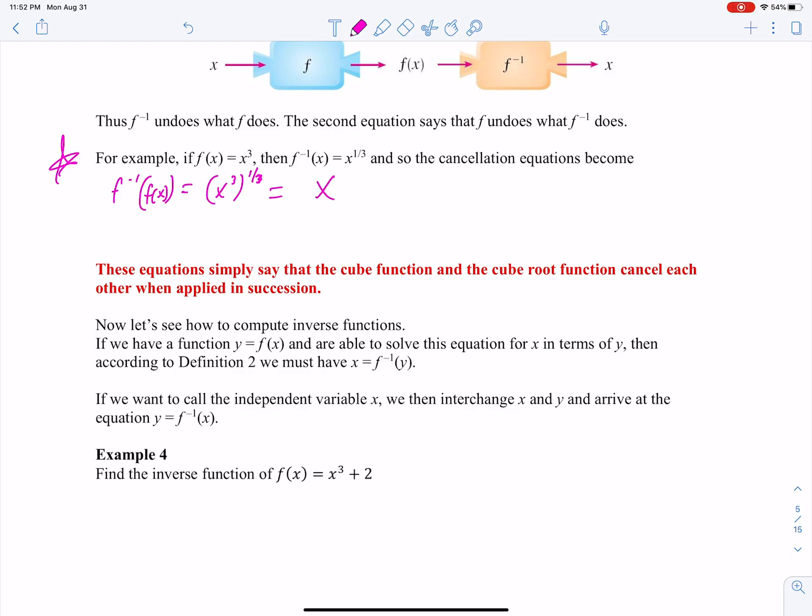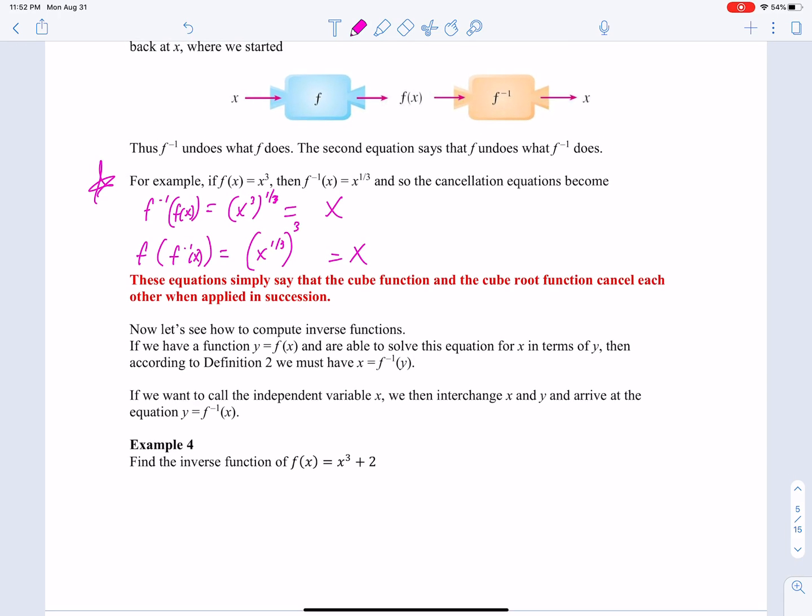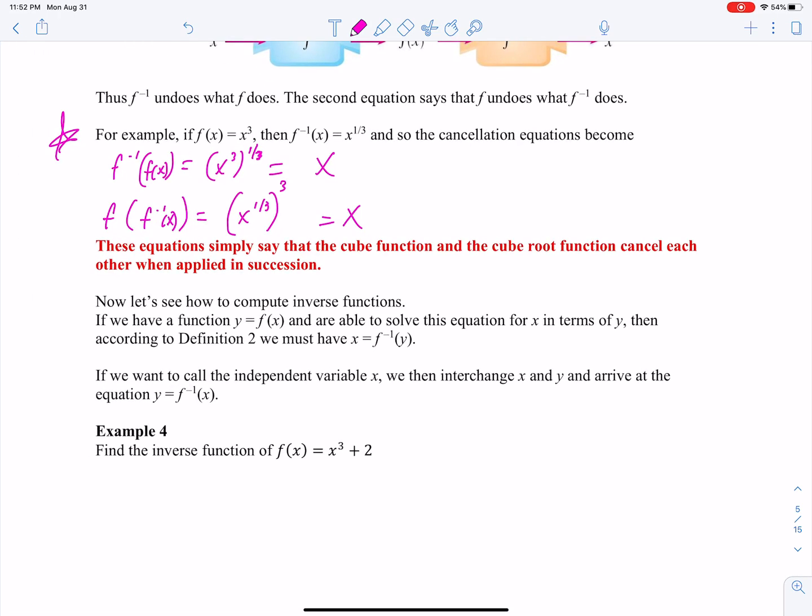We're also going to check it the other direction. We're going to say f of f inverse of x. All right, so we're taking the inverse, which is x to the 1/3, and plugging it into the 3rd power. And again, works out, right? So x, there you go. So by doing this, we just proved that the cube function and the cube root function cancel each other when applied in succession. Now let's see how to compute inverse functions.